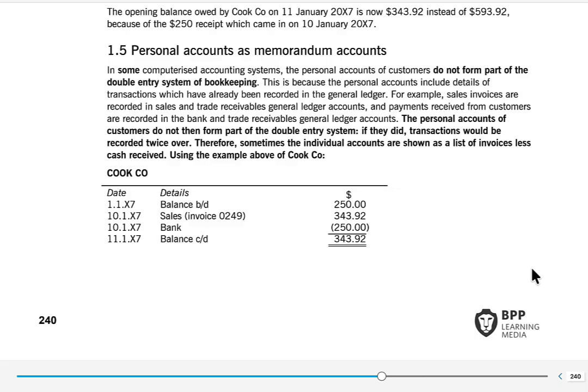What the customer personal account shows in a memorandum style layout. In these systems, a customer personal account is often shown as a simple list that looks like invoices raised, meaning amounts the customer owes, minus receipts received, meaning payments, minus credit notes, meaning returns or allowances. And the result is the balance still outstanding. So you can still answer questions like, how much does this customer owe? Which invoices are unpaid? How much did they pay this month?